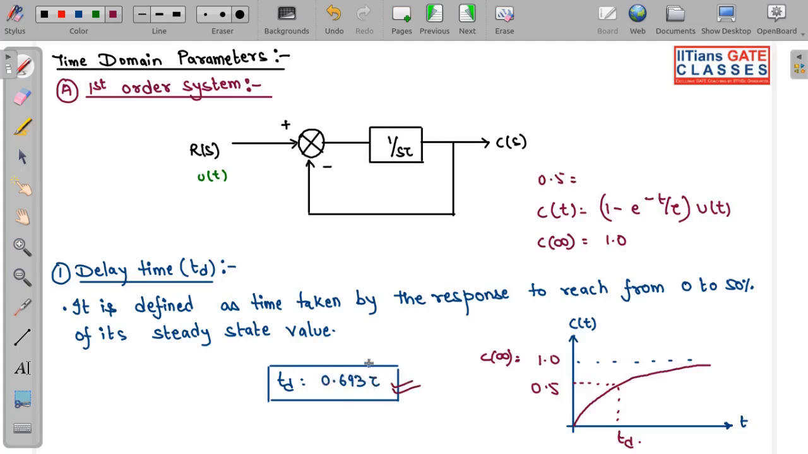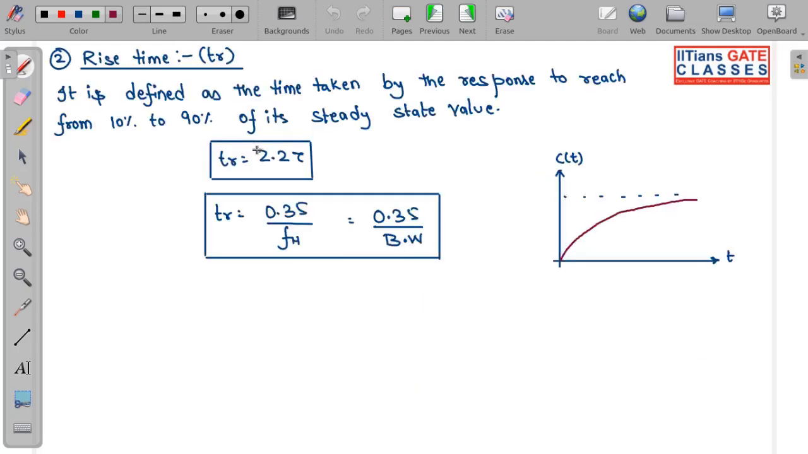Now a very important point over here is that all the time domain parameters that we are calculating, whether it be a first order system or a second order system, we are doing this for a unit step input. The input we are going to apply is your unit step input.